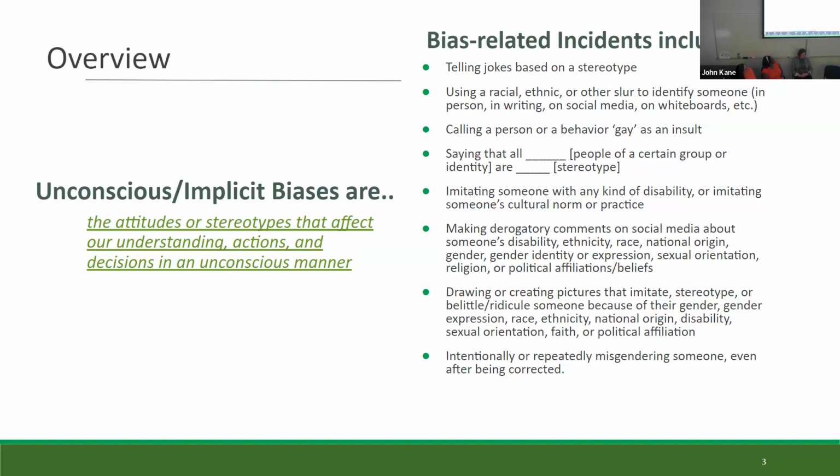So bias-related incidents include telling jokes based on a stereotype, using a racial slur to identify somebody in any way, calling a person or behavior gay as an insult, saying this group is like that. You know, I went to a jewelry making workshop with a friend of mine who's Iranian a few years ago, and the instructor kept saying the Iranian people are nomads. The Iranian people love to barter.